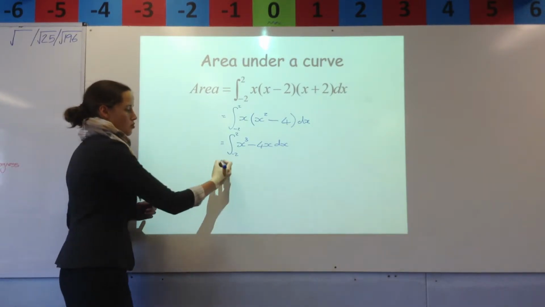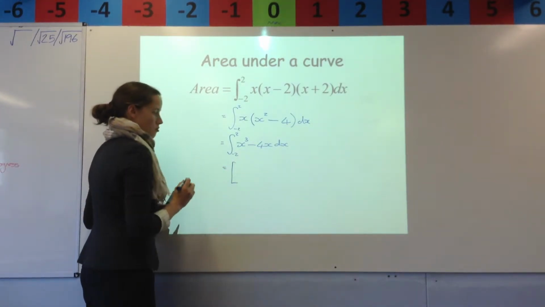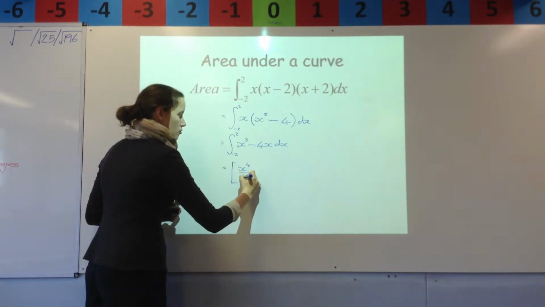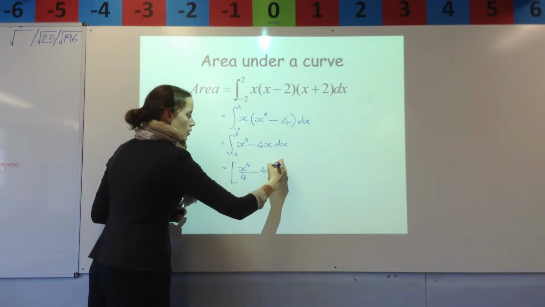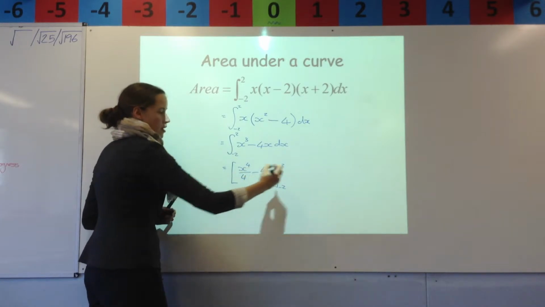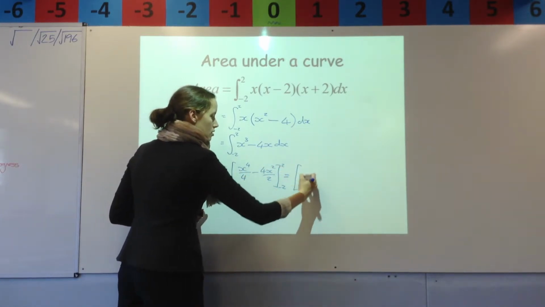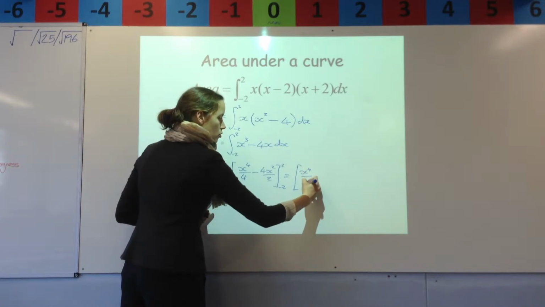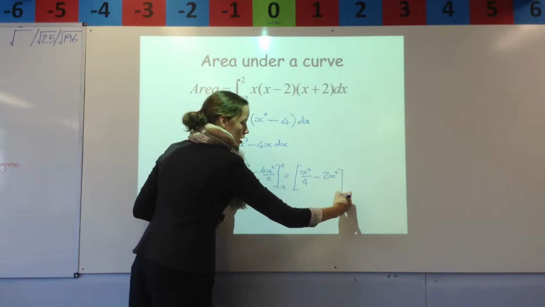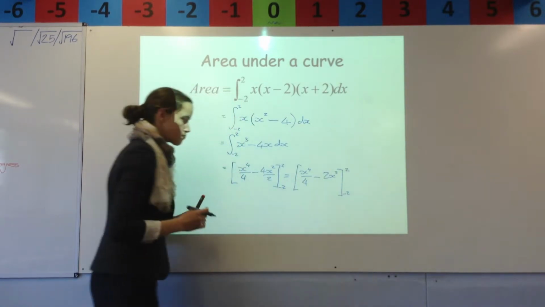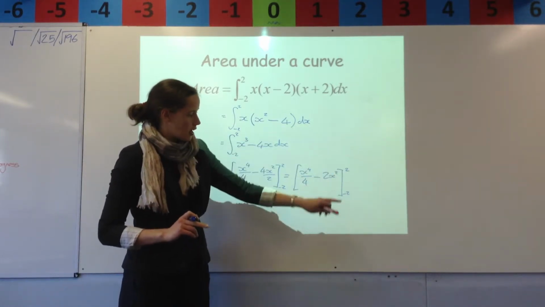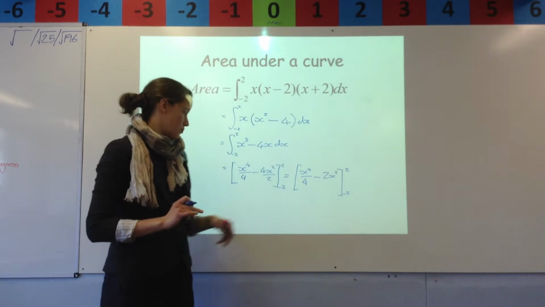Okay, so now let's actually do the integration. Put our square brackets in to show that we have now integrated. x to the power of 4 over 4 minus 4x squared over 2, between negative 2 and 2. And we can simplify this just a little bit. We've still got x to the power of 4 over 4 minus 2x squared, and we're doing that between negative 2 and 2. Okay, so now what we need to do is substitute in our two values, x is equal to 2 and x is equal to negative 2.